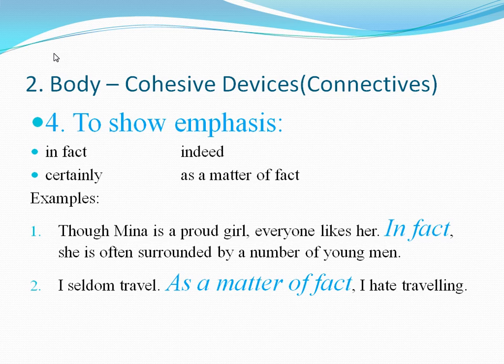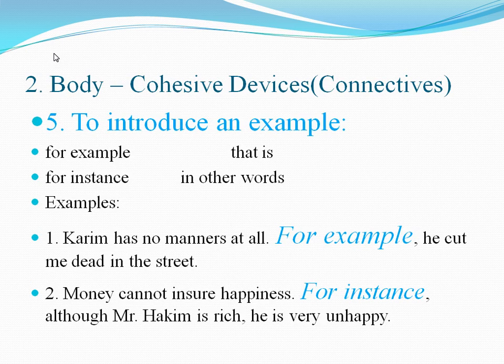So when I use this cohesive device, as a matter of fact, how many words are there? As a matter of fact. So 5 words will be counted, that you have written 5 more words using these devices in your paragraph. That is to show comparison, and now to introduce an example. For example, that is, for instance, in other words. You want to put an example in your paragraph that will be logically connected. You can use these kinds of cohesive devices at the time of writing and developing the body of your paragraph.